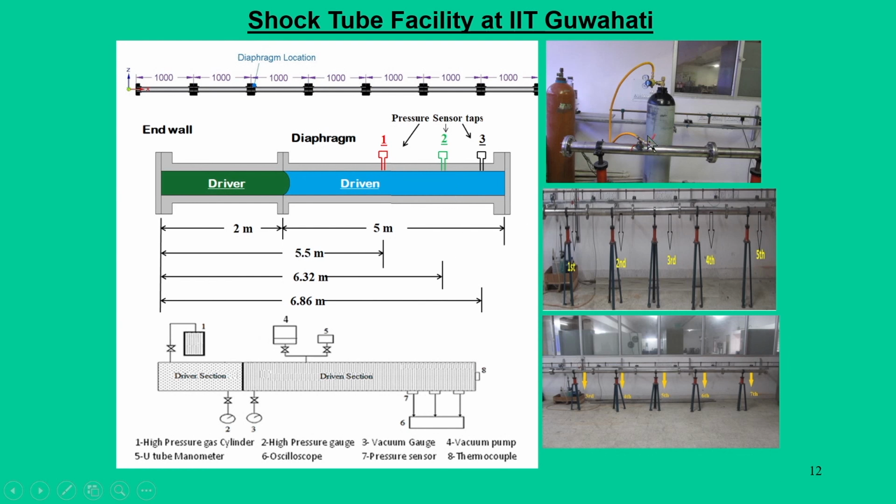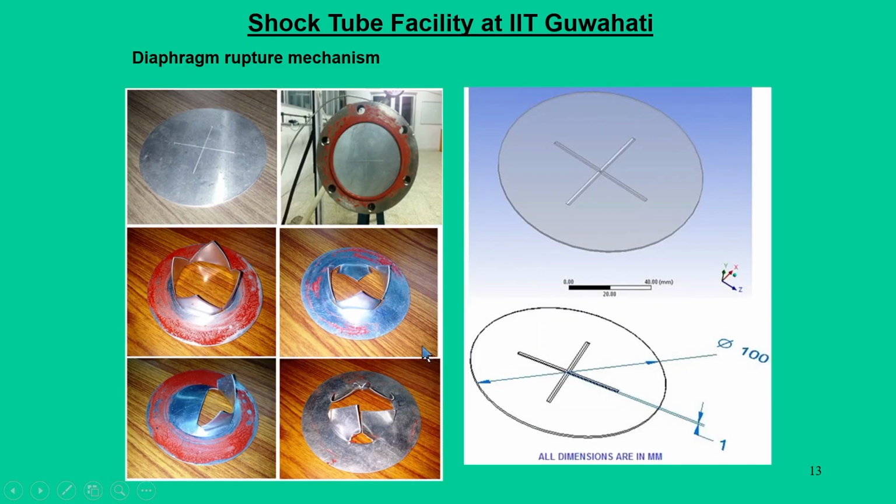And these are some photographs. As you can see, this particular cylinder is a helium cylinder, this is a nitrogen cylinder, and these are the different tubes and the entire facility. Another important aspect is that when the diaphragm ruptures, the very basic question we ask is whether it is a shock wave or some other wave or compression waves. Typically, a shock wave is a merger of compression waves. When the compression waves merge, it has to be a shock wave.